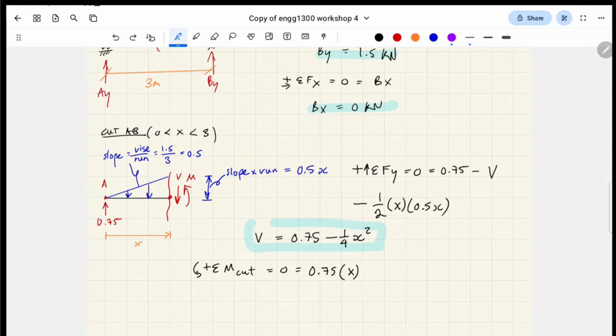Oh wait, I've done something wrong here. If we're thinking about the cut, this is going to generate a clockwise moment about it, isn't it? And so therefore, this should be negative 0.75x, because it's clockwise.